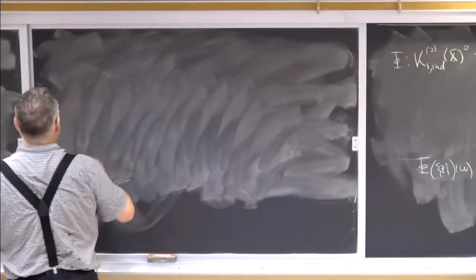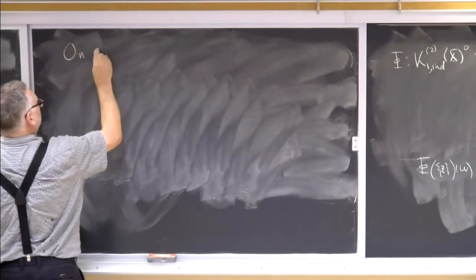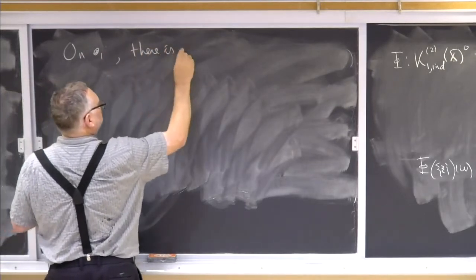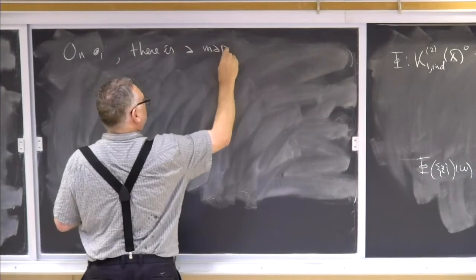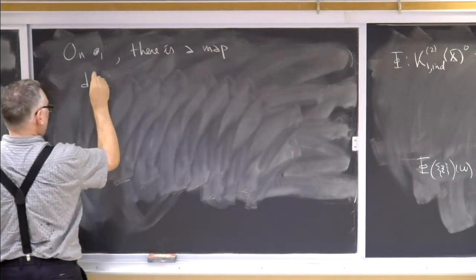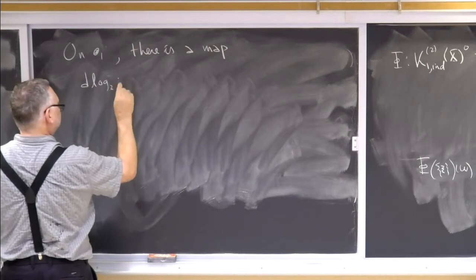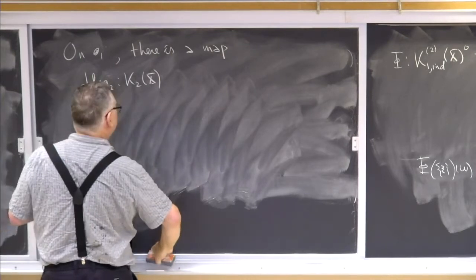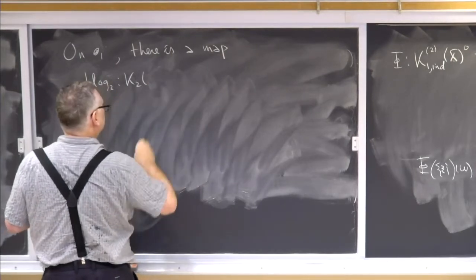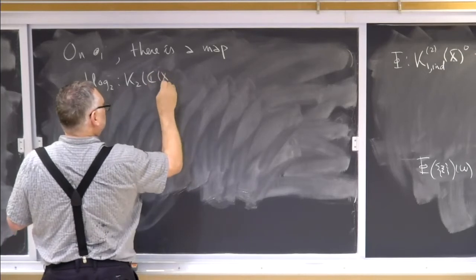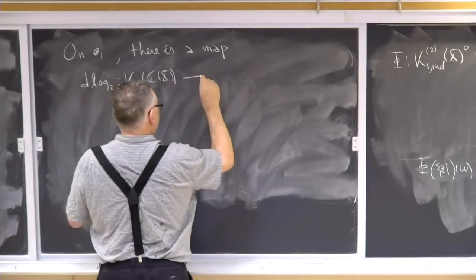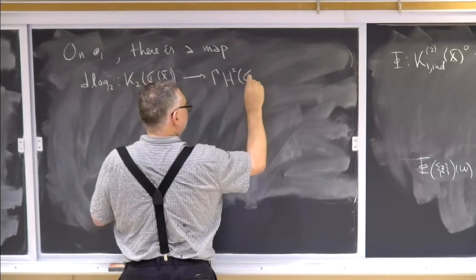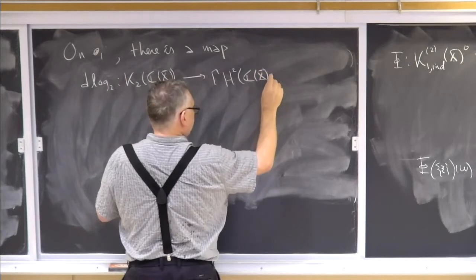So now, on bullet one, we have it. There is a map, which I call D log 2, which goes from K group of symbols to the function field, to what I call gamma H2 of C of X, C of 2.